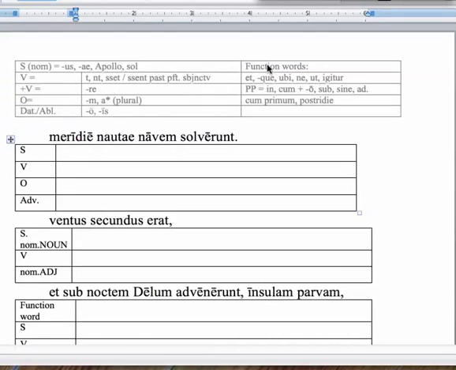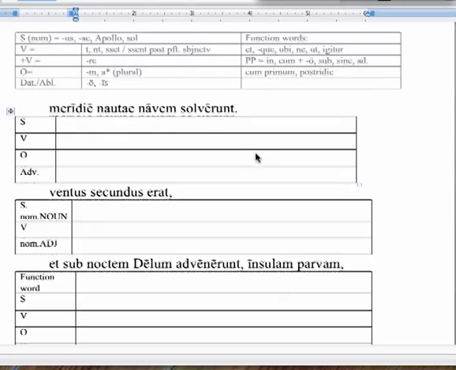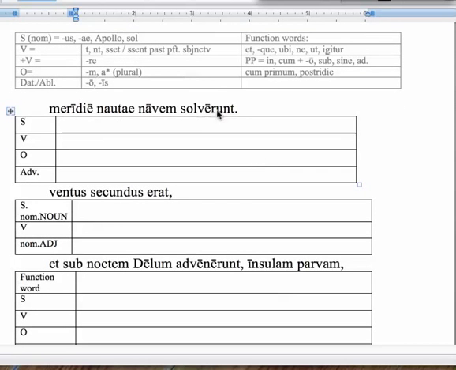This is the assignment for today, Thursday, the 27th of August. So I want you to put these words in the correct boxes here. The subject is nautae, so put that, it's a nominative plural. Write that down. The subject, salverunt, is the verb. They cast off.